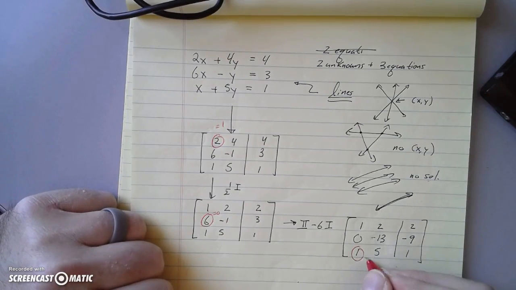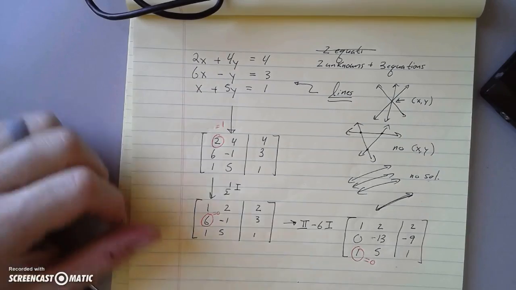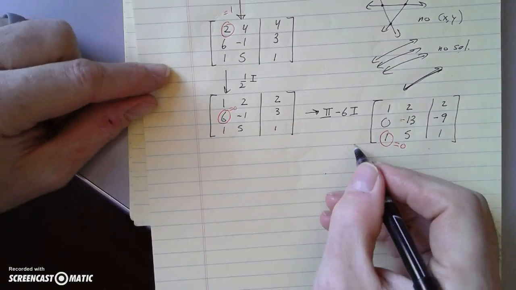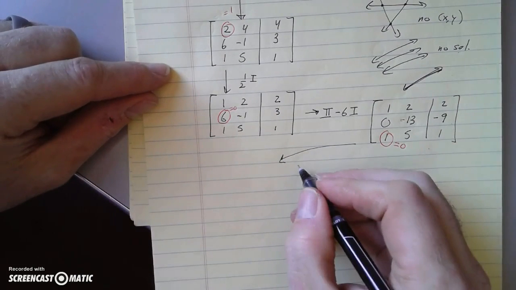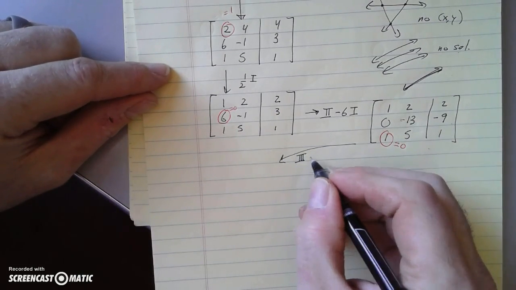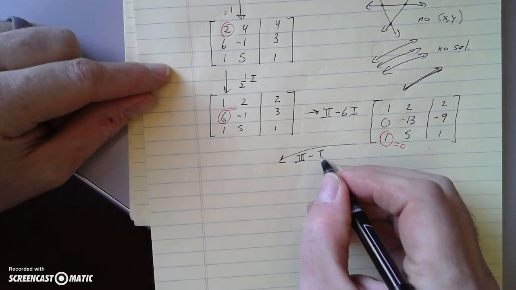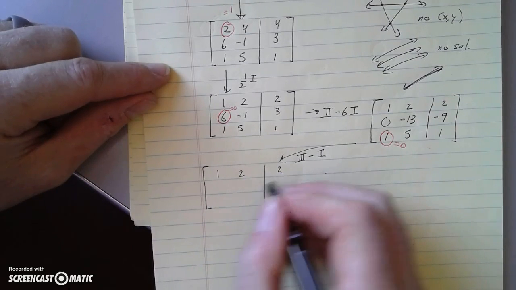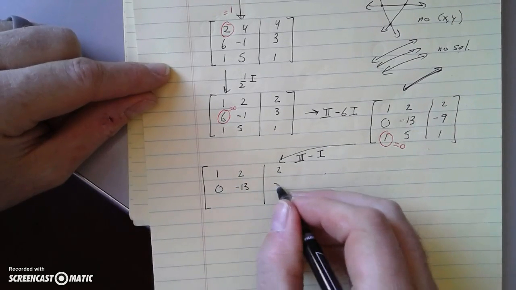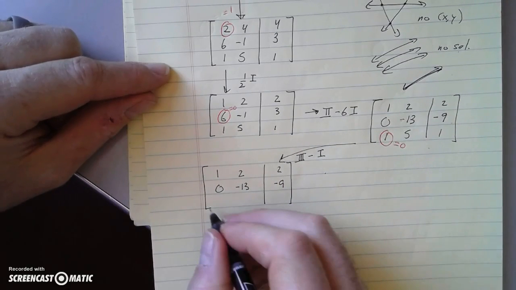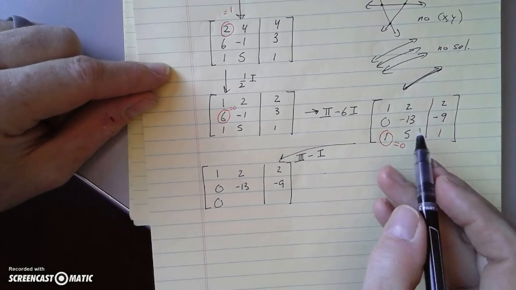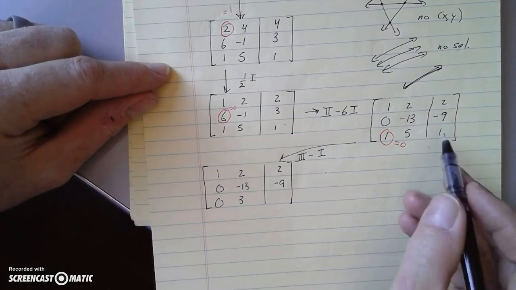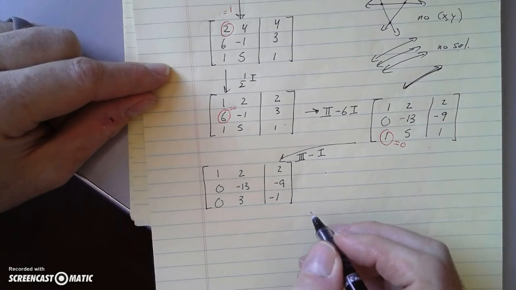Next goal is to make this one equal to 0. So to do that, we'll take row 3 minus row 1. So row 1 doesn't change. Row 2 doesn't change. Row 3 is a 1 minus 1, then it's going to be a 5 minus 2. That's 3. 1 minus 2 is minus 1.